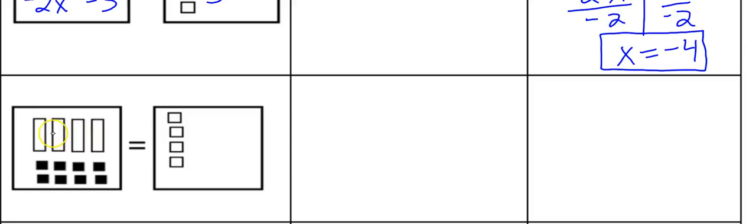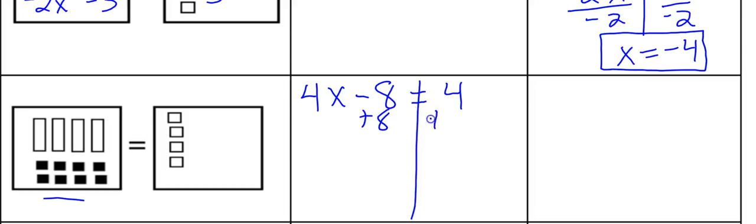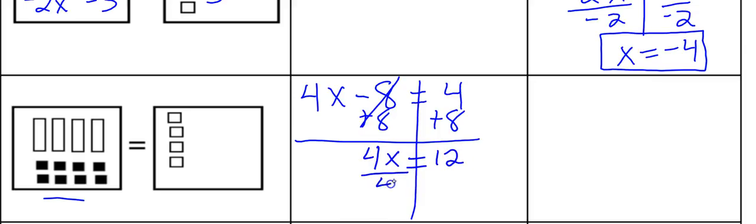Here I have positives, so this is going to be 4x. I have 2, 4, 6, 8 negatives right here. So it's -8 or plus a -8. And on the right side I have 4. So in order to isolate your variable, you're going to add 8 to both sides. That's your first step. So you get rid of those 8 negative counters. You bring down your 4x. 4 plus 8 is 12. And then you're going to divide both sides by 4. And x is equal to 3.